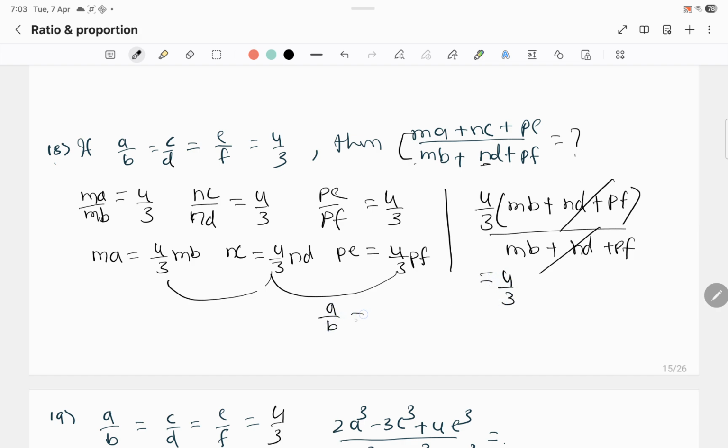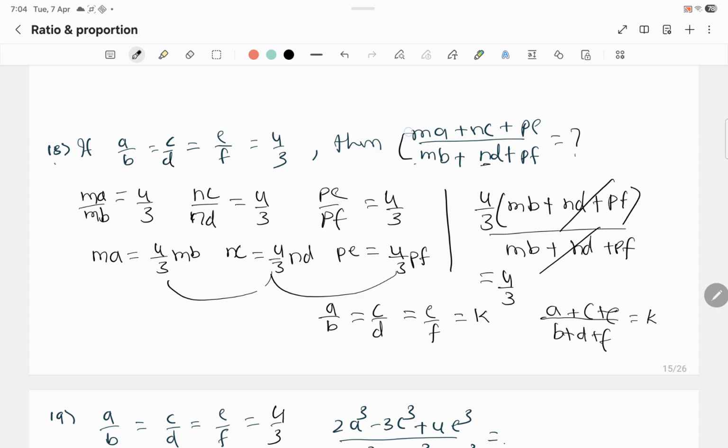A by B is equal to B by C is equal to C by D is equal to K. Sorry, A by B I have taken; here it must be C by D, and it must be D by E, then E by F. Then A plus C plus E by B plus D plus F should be equal to K. That is the logic behind this.